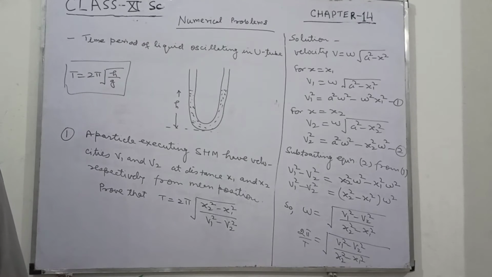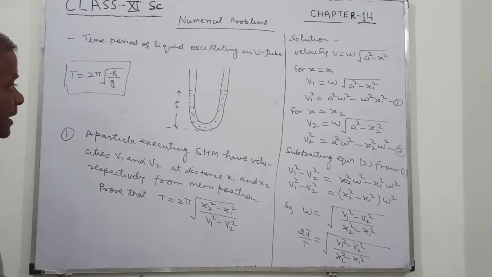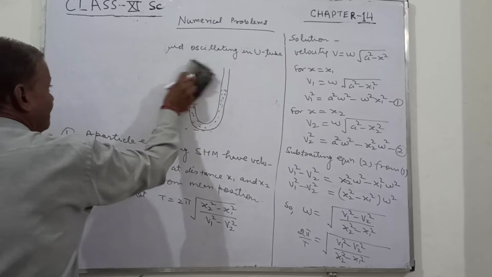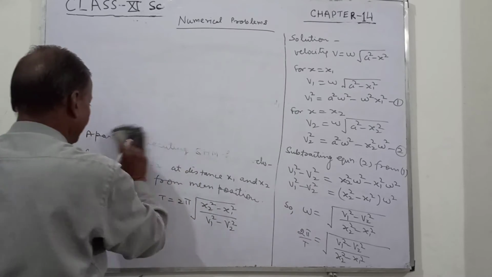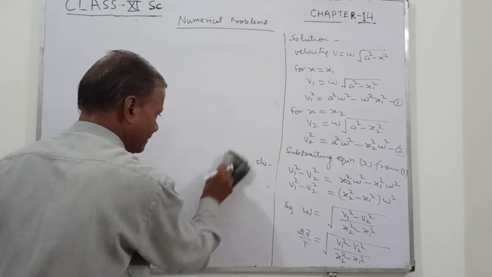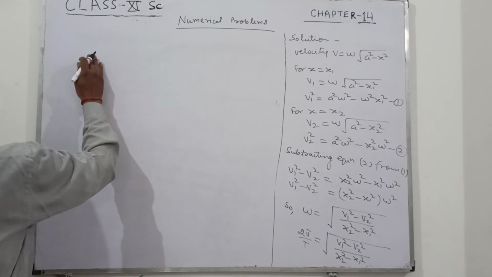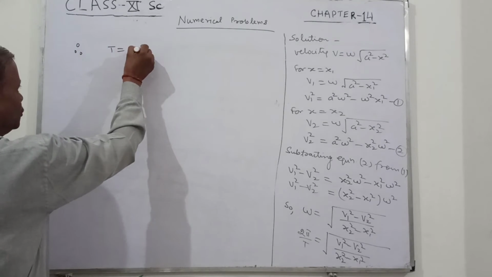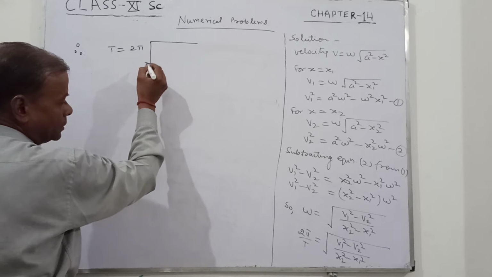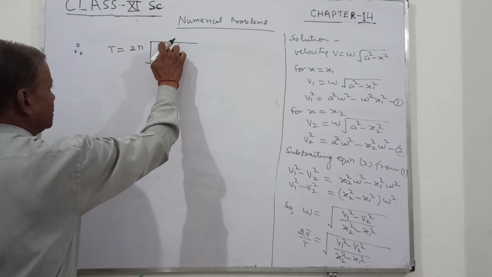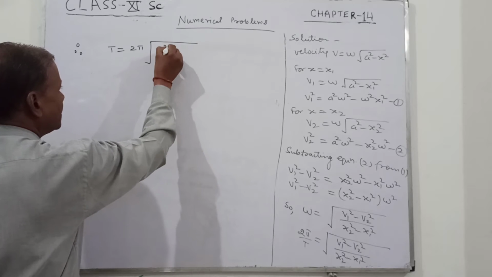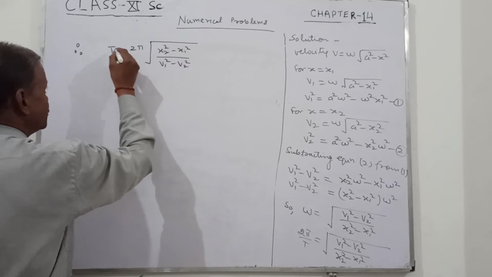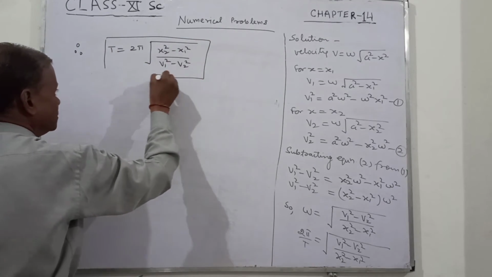Now we have to find the T. Therefore, T equal to 2 pi square root of x2 square minus x1 square upon b1 square minus b2 square. This is the required relation. This is the answer.